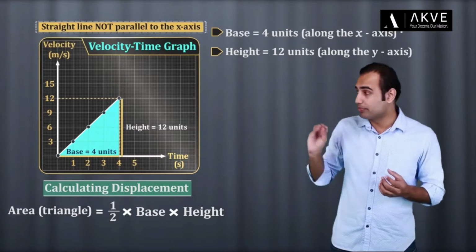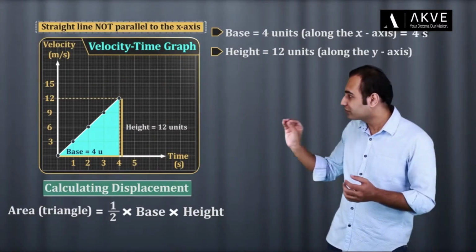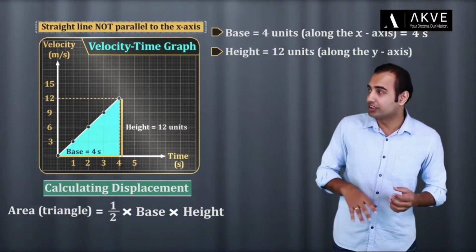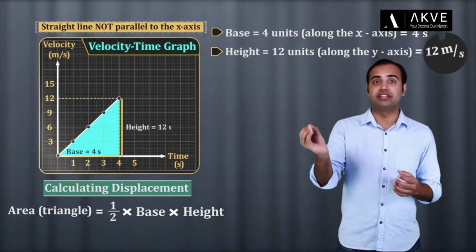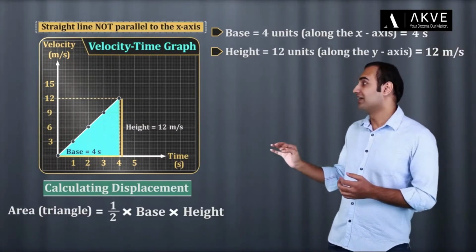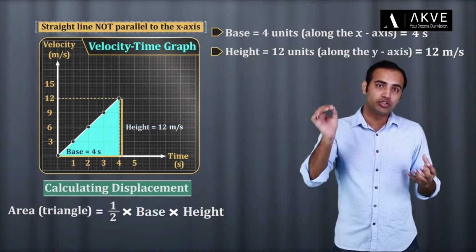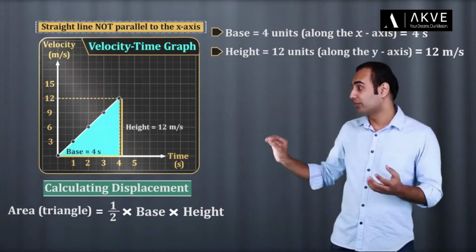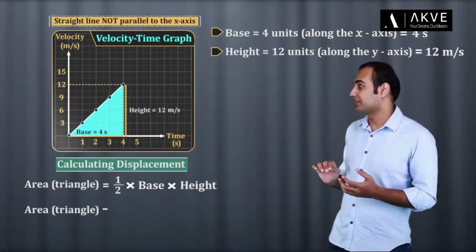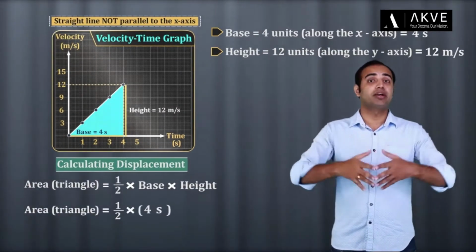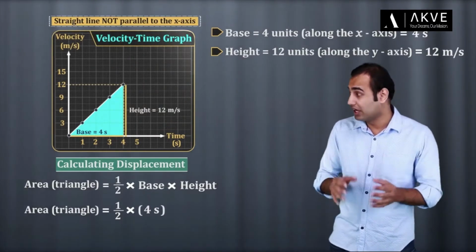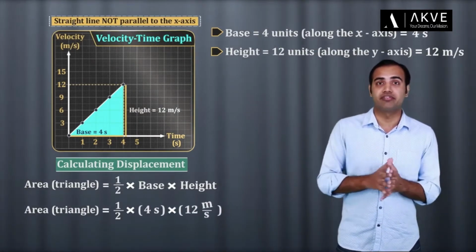So we can say that the base of this triangle can be written as 4 seconds. Similarly, the unit along the y-axis is meters per second. So we can say that the height value can be written as 12 meters per second. Now once we plug in these values into our formula of area, we get the expression as 1 by 2 multiplied by 4 seconds, which is the base, and multiplied by 12 meters per second, which is the height.